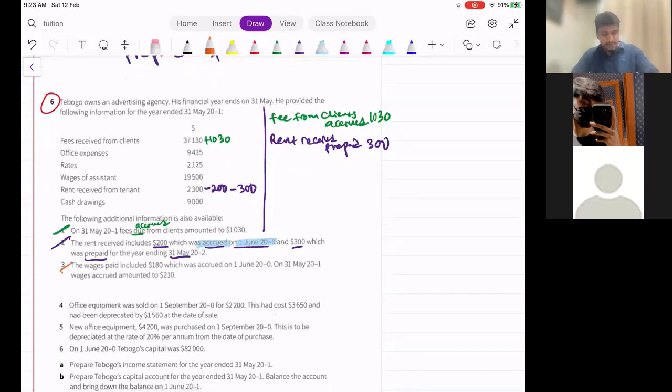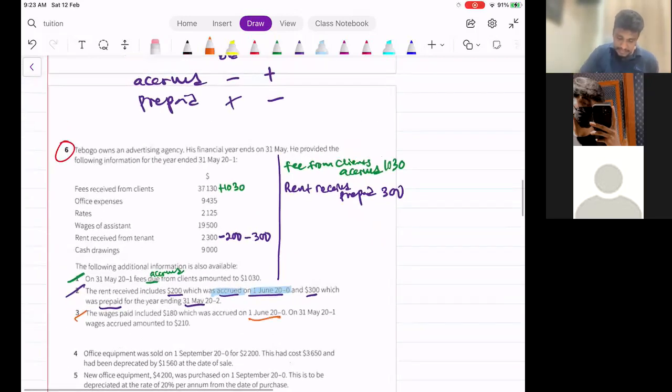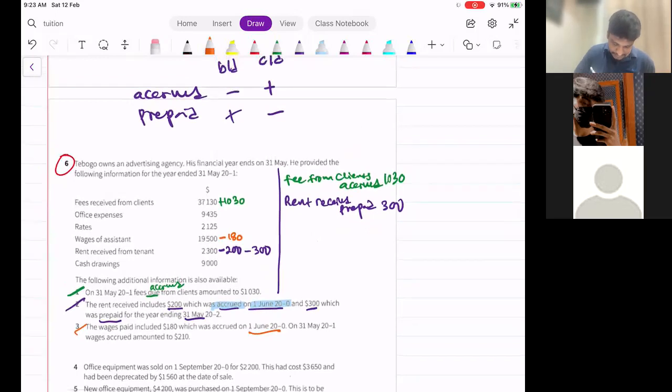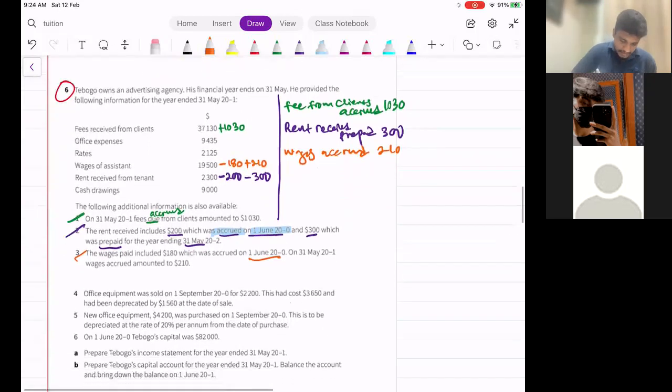Third one is the wages paid including 180 accrued opening. Accrued opening plus or minus? Minus. So we go find wages minus 180. After that, 31st May, accrued closing? Accrued closing plus. Plus 210. And right here, wages accrued, only the closing we write here. Okay, all this is similar to the previous question, but now there is a new thing.